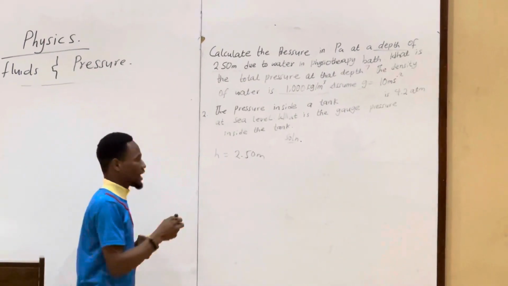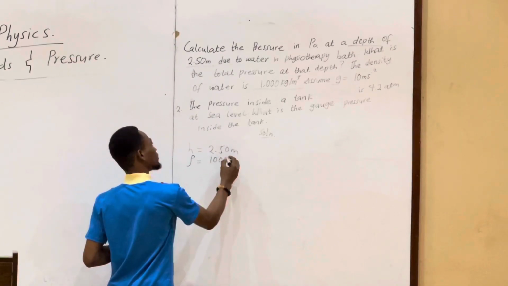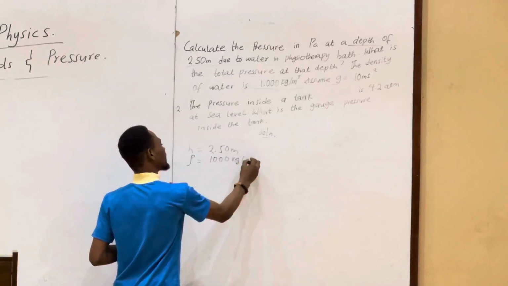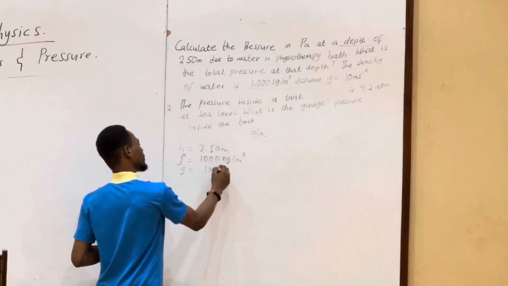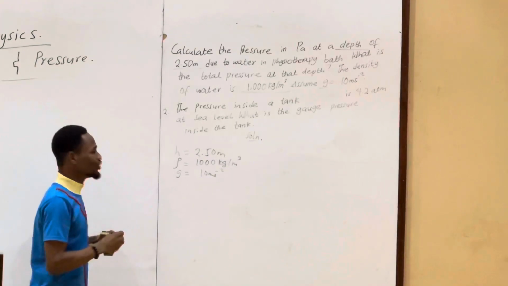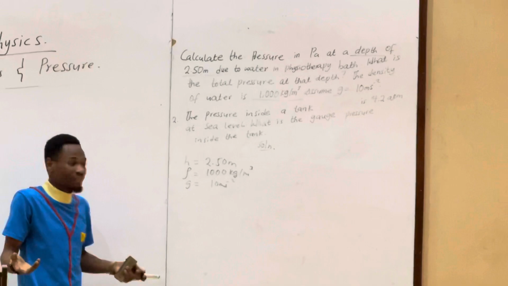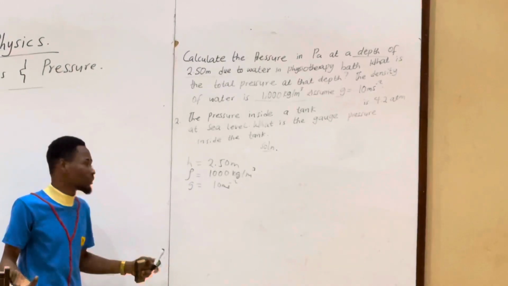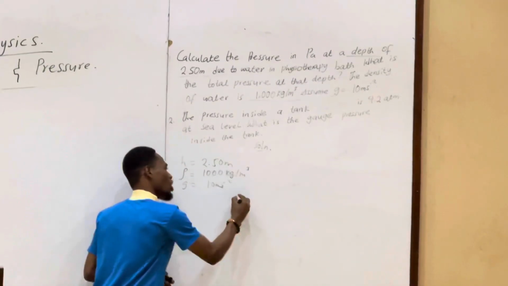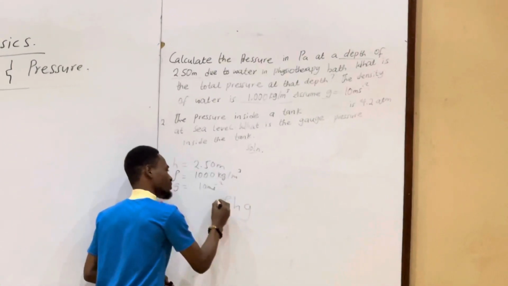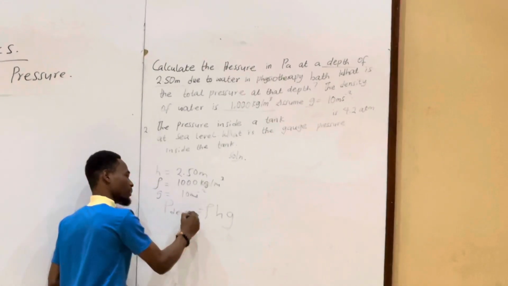The density of water, if I give you rho to be 1,000 kilogram per meter cube, and of course your G is 10 meters per second squared. You know these three quantities, and you know the relationship between these three quantities. What's the relationship? Rho GH. And note, rho GH is the pressure at the particular depth.